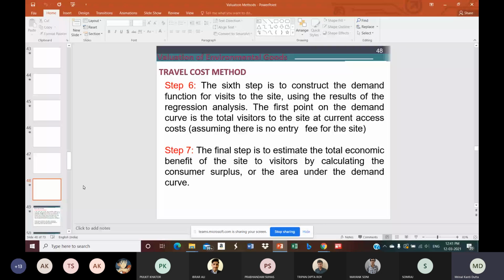Once we have the demand function, with the help of the concept of consumer surplus, the total economic benefit of the site to visitors can be estimated, because that is basically the value of the consumer surplus, and the value of the consumer surplus is nothing but the area under the demand curve. So that is the final stage in essence in case of travel cost method.